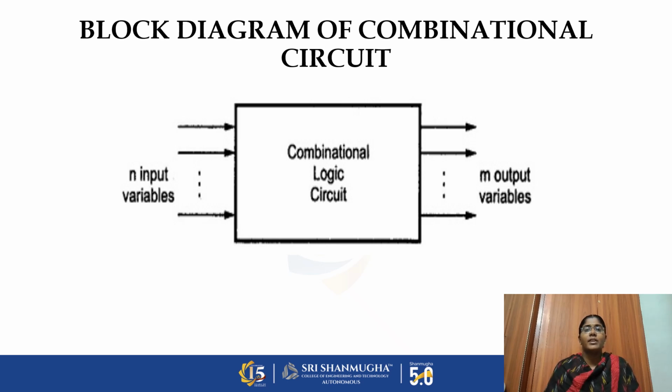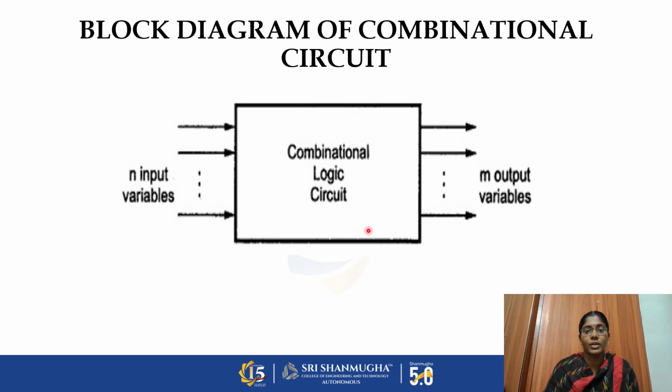This is the block diagram of combinational circuits. We can partition this block diagram into three parts. The first one is the input part, the next one is the processing unit, and the next one is the output part. In the input part, you can see the input lines here. These are the input lines where we can place the inputs which we need to process with the help of the combinational circuits.